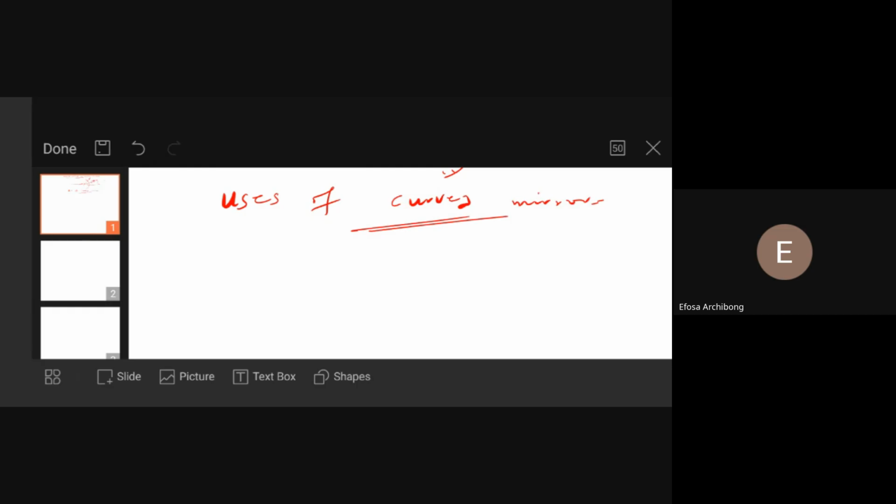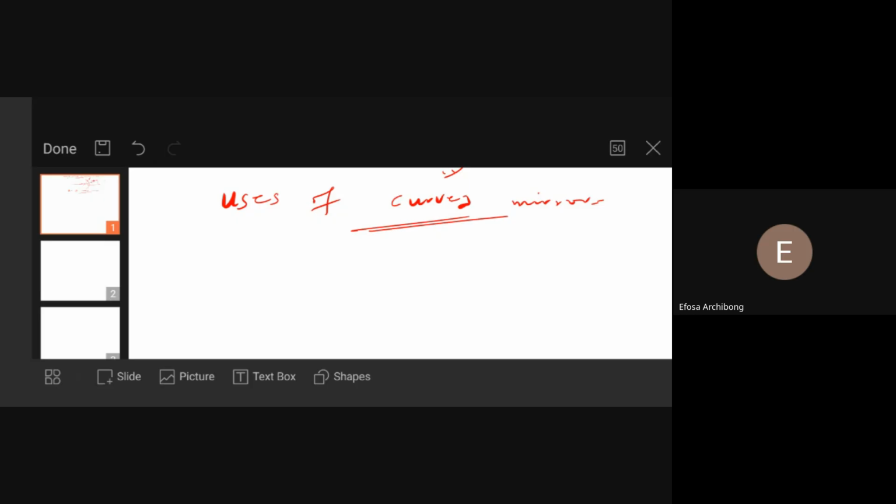Basically, one of the basic or primary uses of a concave mirror is that it's used as a shaving mirror. That's the basic application, the one that is usually easier for you to recall. So the concave mirror is used as a shaving mirror. Remember, the light that falls on the concave mirror converges. So as a result, you can actually get a more magnified image of what you are trying to do with your face.